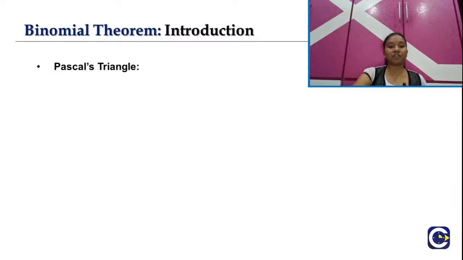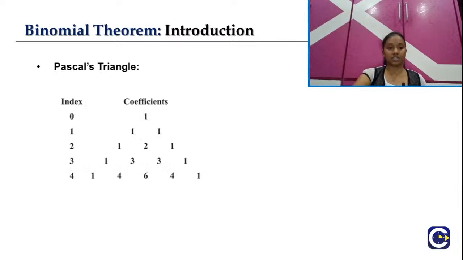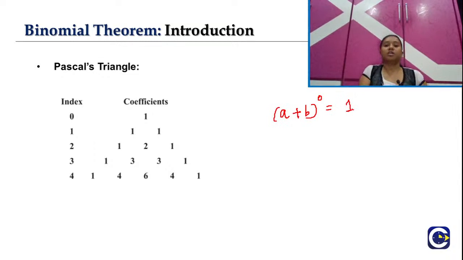So we'll be deriving that using the Pascal's triangle here. So let's write the identities. So (a + b) whole power 0 is 1. So here the index is 0. So what is the coefficient here? 1. So let's write it here.